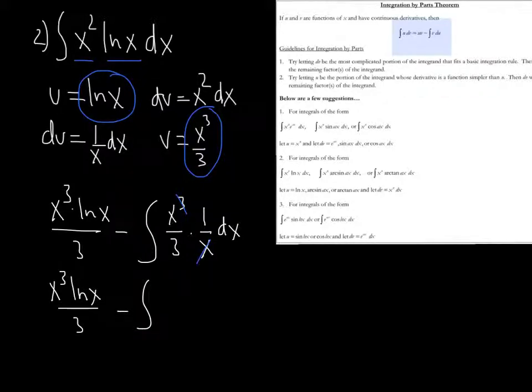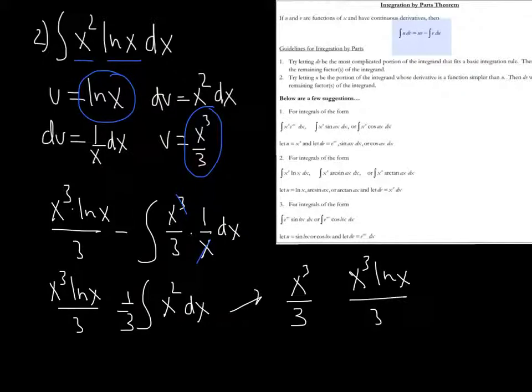An integral of, and I'll take the 1/3 out in front, and that's going to give us a simple integral of x squared dx, which we can integrate, and that's going to be x cubed over 3. But we have a 3 out front, so that's going to make it 9. So our final answer is going to be x cubed natural log of x over 3 minus x cubed over 9 plus a constant. And that is our final answer to this problem.